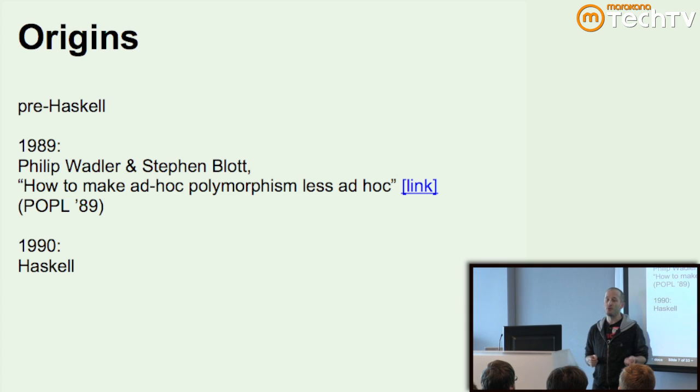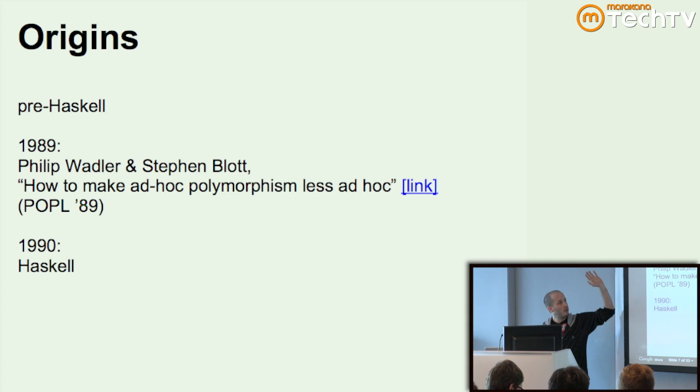And type classes in particular have been called the principal innovation that happened in Haskell. If you want to investigate the history more, this paper from 1989 by Wadler and Blott is the first real write-up of it. And we see them referring to ad hoc polymorphism in the title.